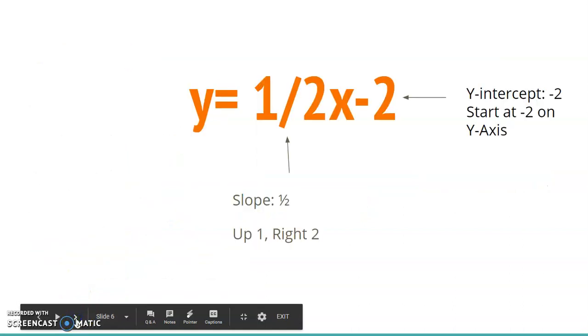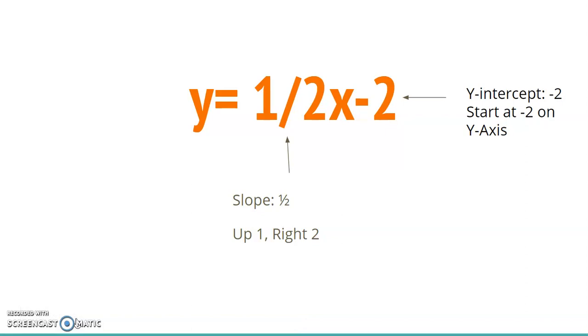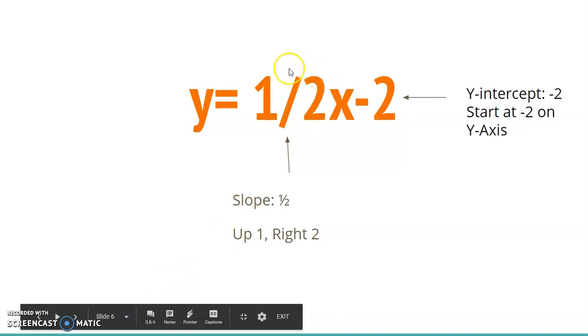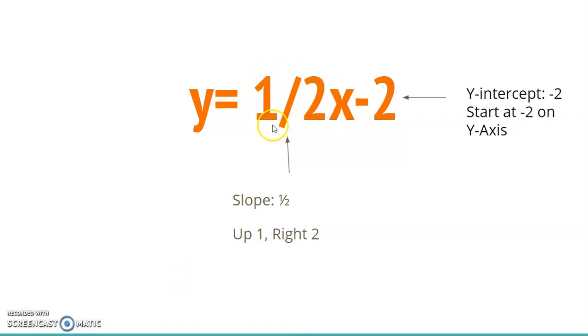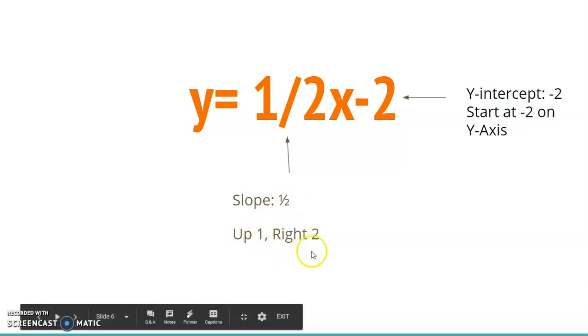Now let's put it all together. So if you are creating the equation y equals mx plus b, you're going to find the slope right in front of x. In this case, I have the slope of 1/2. 1/2 means that my slope obviously is a half, but particularly it means up 1 and right 2. Remember that first number means whether you go up or down.